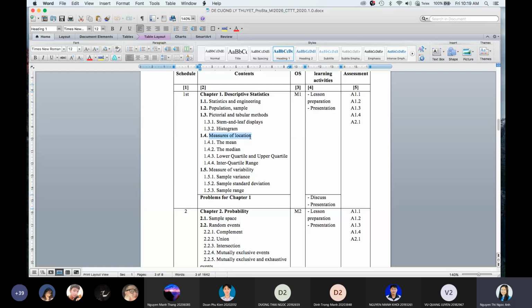Now today I will show you what the lower quantile and upper quantile are, and what the inner quantile range is. And I will show you what the sample variance, sample standard deviation and sample range are. The sample range is from the minimum value to the maximum value.